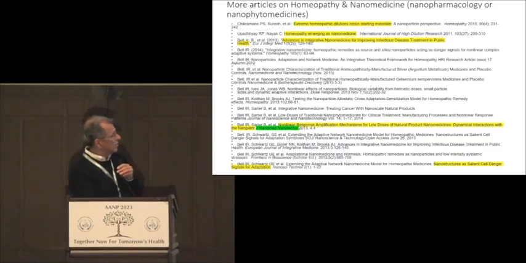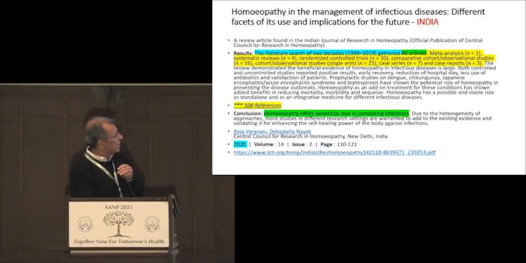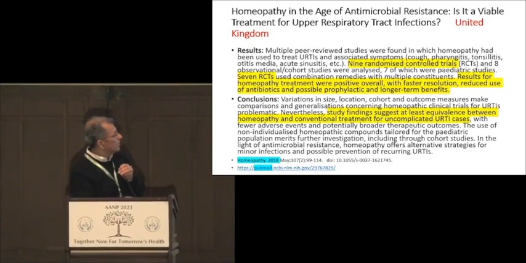Here are lots of articles written by Dr. Iris Bell on the subject of homeopathy being basically nanomedicine. Here are some government studies that prove that homeopathy can be an effective branch of medicine. This is a 2008 study by the Government of Ireland. Here's a meta-analysis of 86 articles from India that shows promising results for homeopathy in management of infectious diseases. Here's an article from the UK, 9 randomized controlled trials that suggest that homeopathy is at least equivalent to conventional medicine when it comes to uncomplicated upper respiratory tract infections.